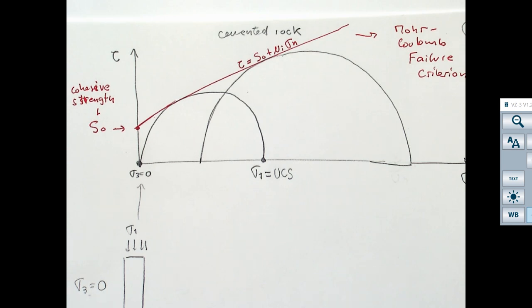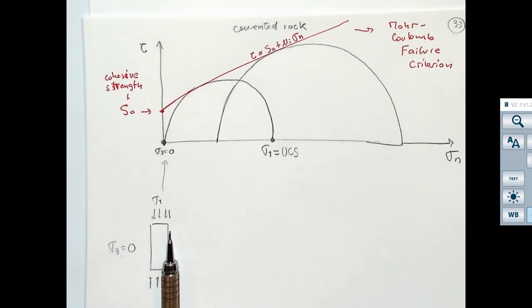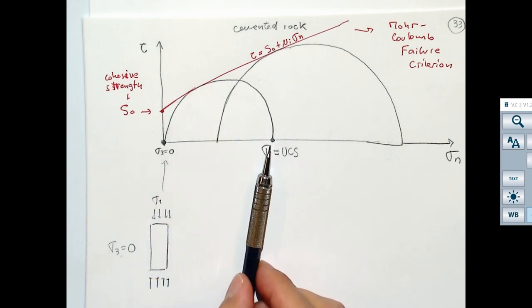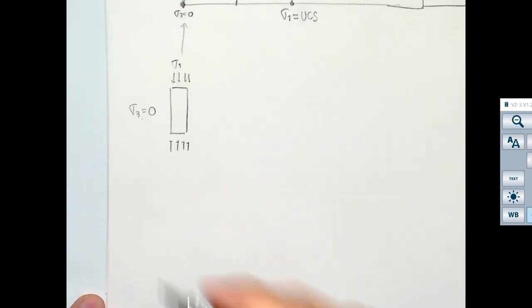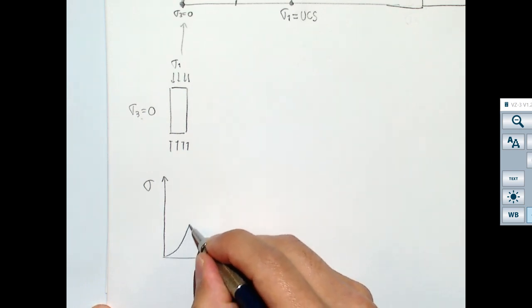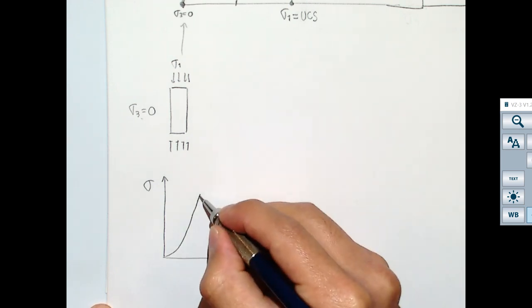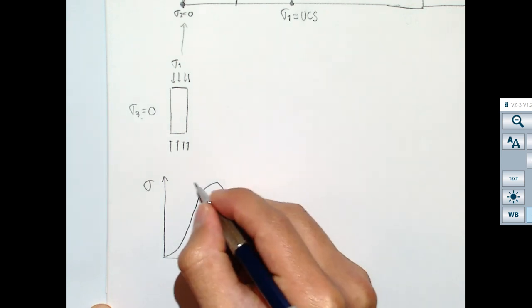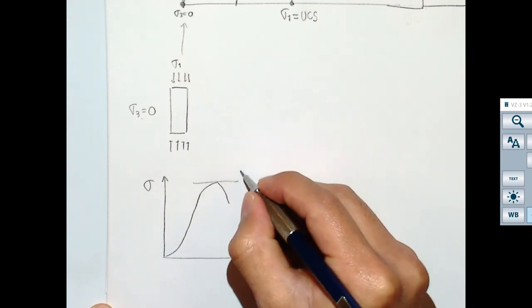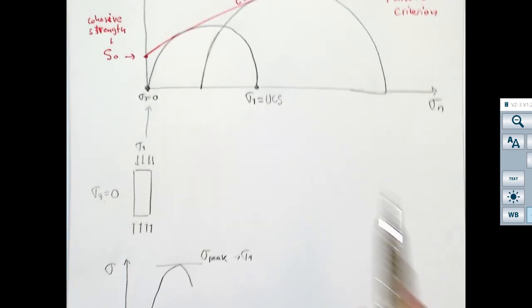Let's remember too that in the case of a cemented rock, we can apply a vertical stress on it without any stress from the side, and it's going to be this Mohr circle, and the maximum stress at which it fails, this is something that you did in the laboratory. We like to measure stress as a function of strain. We load the rock, there is a period of linearity, that's where we measure the Young modulus, and it tells us the stiffness of the rock, and it usually goes through a peak, and that peak is the maximum principal stress, and that is that value over here.